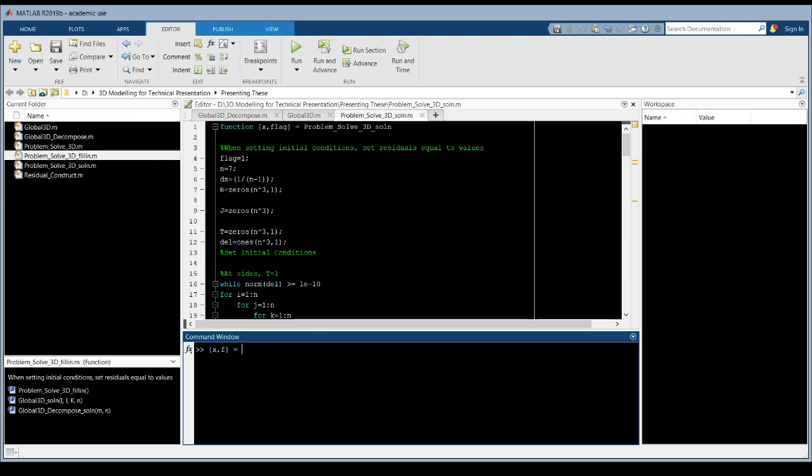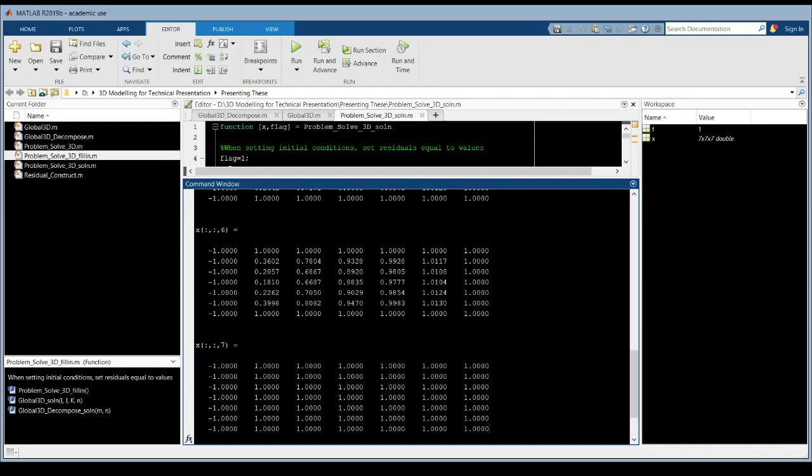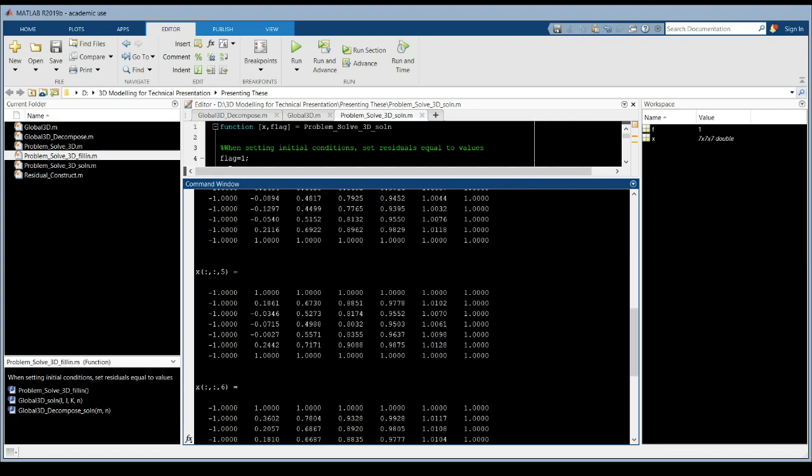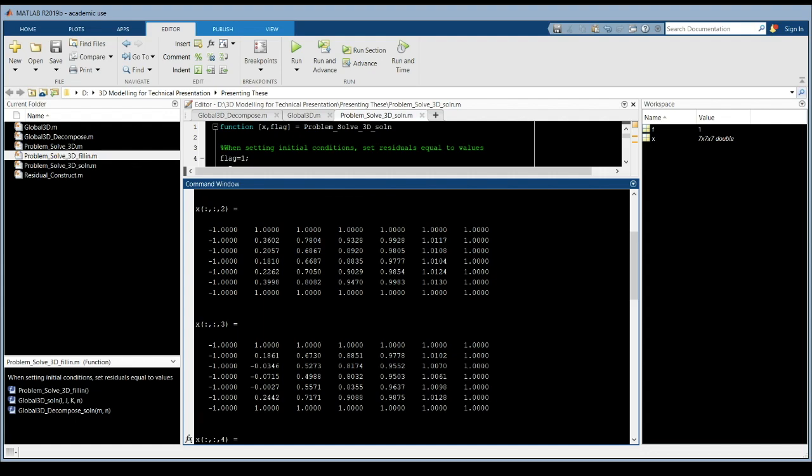So if we run this code now, I'm just going to quickly type in xf equals problem solve 3D solution, and then run. And if you'll notice, down here, this is at the bottom of, or the back of the simulation space. This is a little closer to the front. This is even closer. And you can see that over toward the left is where we have a temperature of -1, which means that that is the direction to where heat is going.